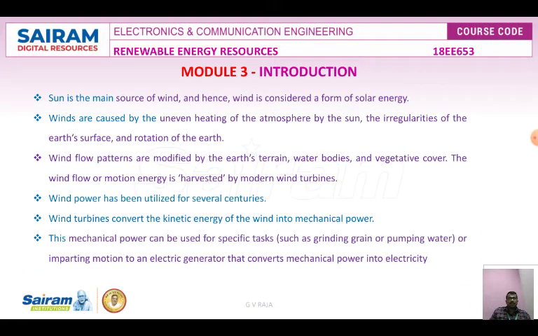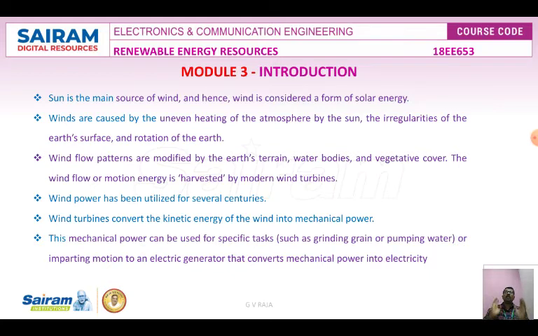Talking about the introduction, how is the wind produced? The wind is produced from the sun, that is, the sun is the main source of the wind. Wind is considered a form of solar energy. The wind is caused by uneven heating of the atmosphere by the sun, because of the irregularities of the earth. The earth's surface is not even, it is irregular, and there is also the rotation of the earth. So the sun is the main source of the wind.